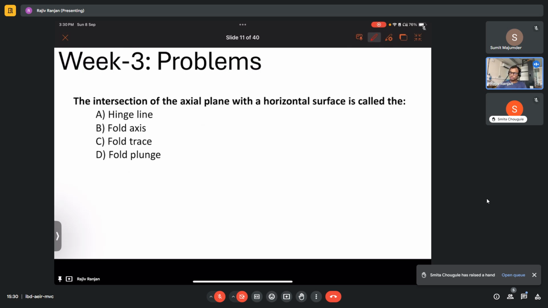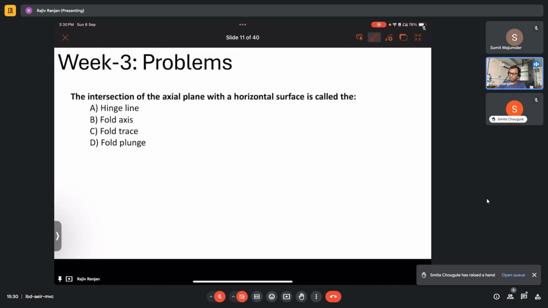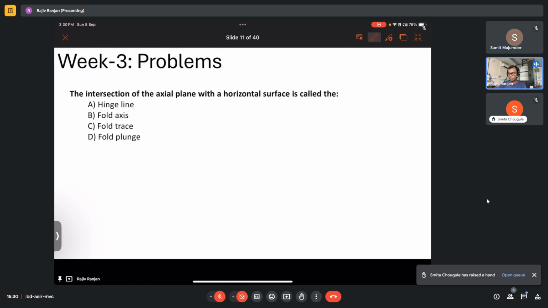Okay, so the first option is hinge line, the second option is fold axis, the third option is fold trace, and the last option is fold plunge. So now we will try to draw this figure. The intersection of the axial plane. So we have a fold.